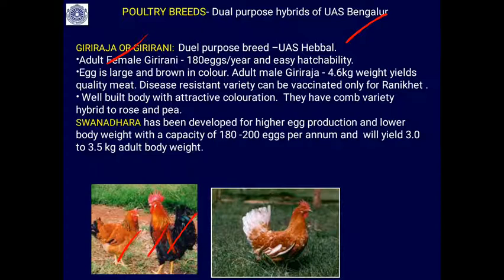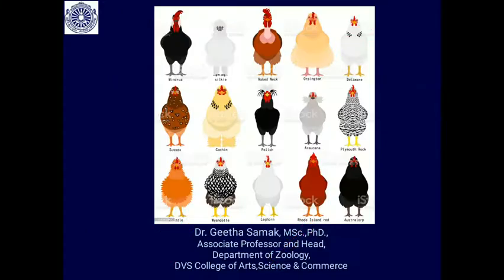Another one, Swarnadhara. It lays 180 to 200 eggs per annum. This was also developed recently. So this is about the poultry breeds of India. Thank you.